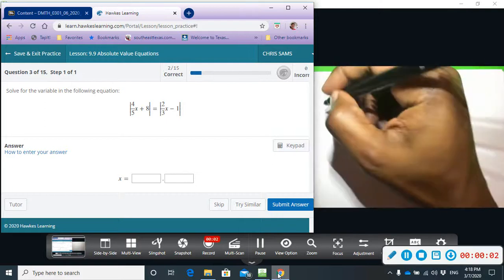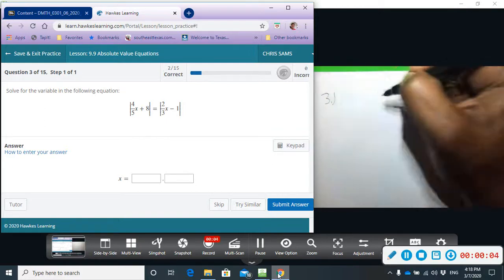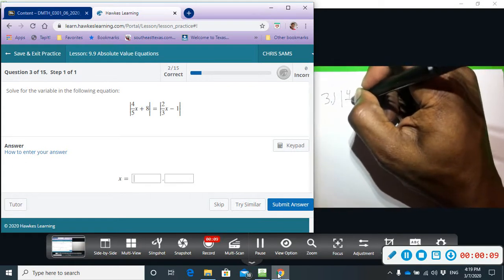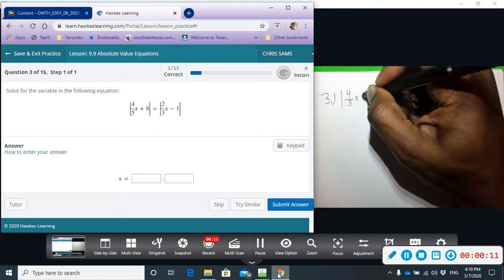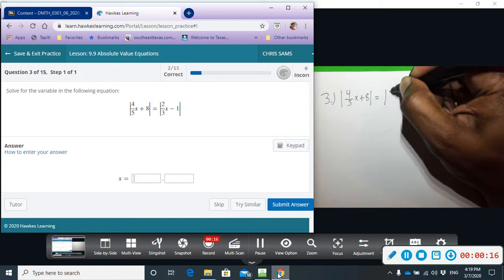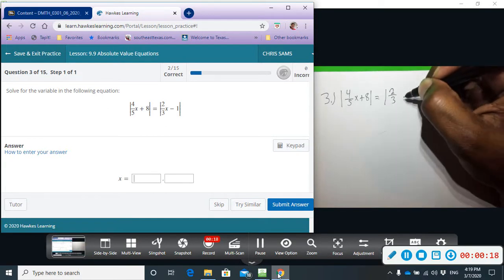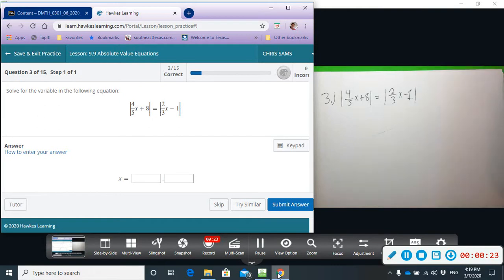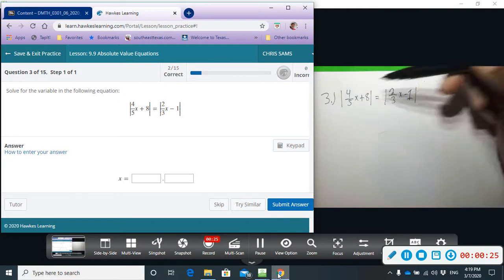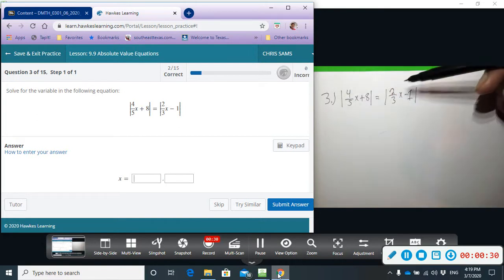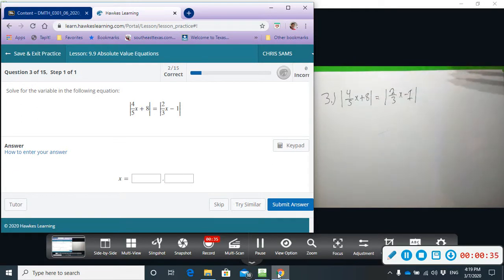Alright, number 3, we have the absolute value of 4 divided by 5x plus 8 equals the absolute value of 2/3 x minus 1. Okay, so we're going to do the same thing. Anytime we have absolute value on both sides, we are going to drop the absolute value bars and solve it, and then do the same thing, making one side negative, so changing the sign.